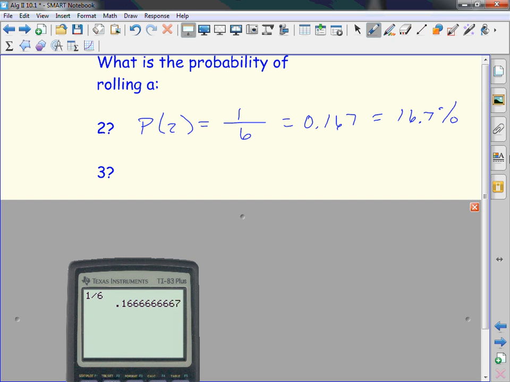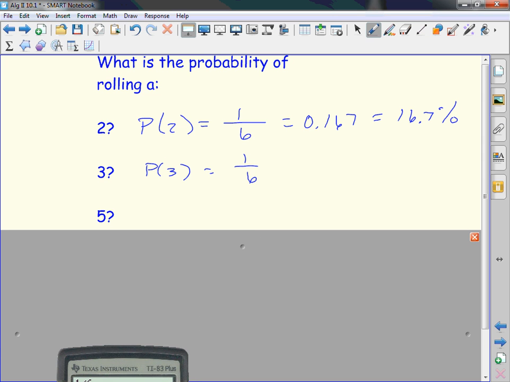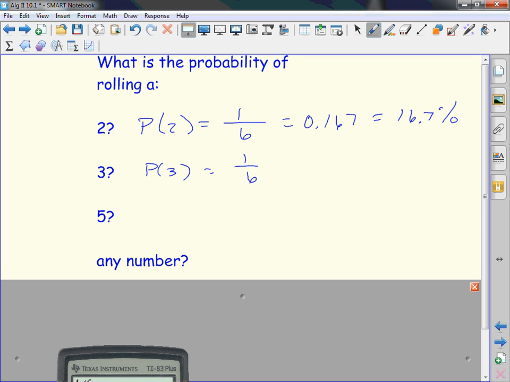What's the percent chance of rolling a 3? Why is it the same? There's still only 1 3 on a die. So it's still 1 out of 6, which is 0.167, which is 16.7%. We'll get to that. 5 is going to be same thing. But how about, or what's the probability of rolling any number on a die? 1 out of 6. Every number has the same probability, theoretically.